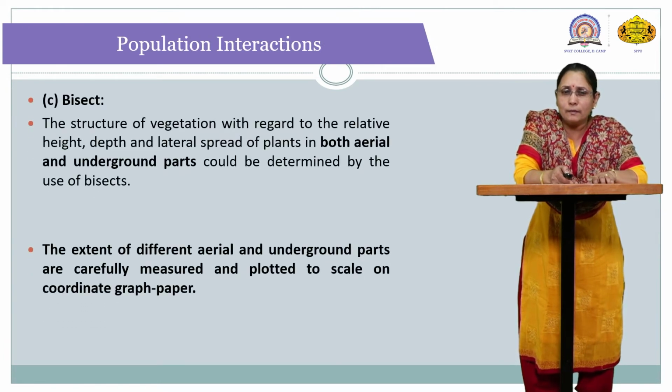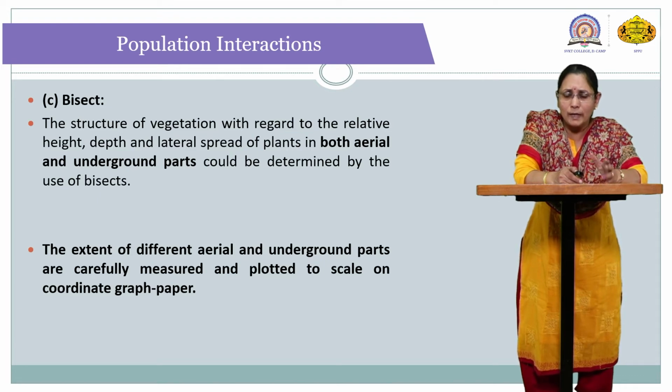Then one more is there, that is the bisect method. Bisect means the structure of vegetation with regard to the relative height, depth and lateral spread of plants, in both aerial and underground plants, which can be easily determined. So here the question arises, what is the difference between the previous method and this one? Previously we saw the line method, then the belt method, and now we are going to talk about the bisect method, right?